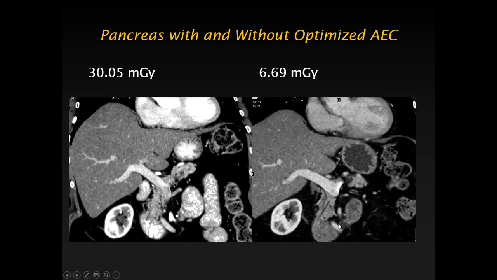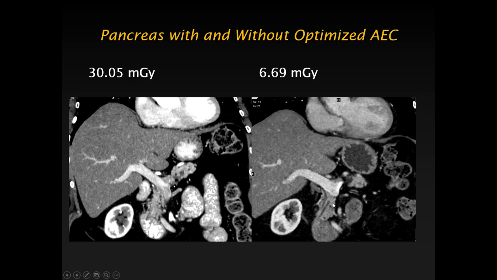We'll go to the arterial phase, where we used 30 milligray in the non-optimized exam, and 6.6 milligray in the optimized exam. Now, both images look good, but I'm not sure that the 30 milligray looks five times better. So there's not a lot of value in exposing at high values here. You want to reduce the dose as much as possible and get to that ALARA principle, right?